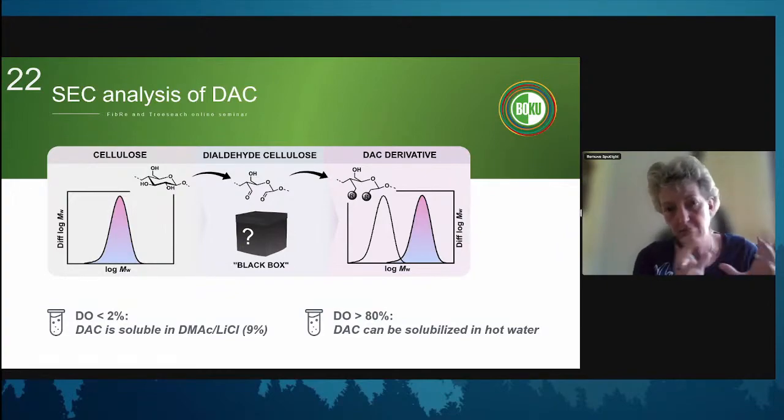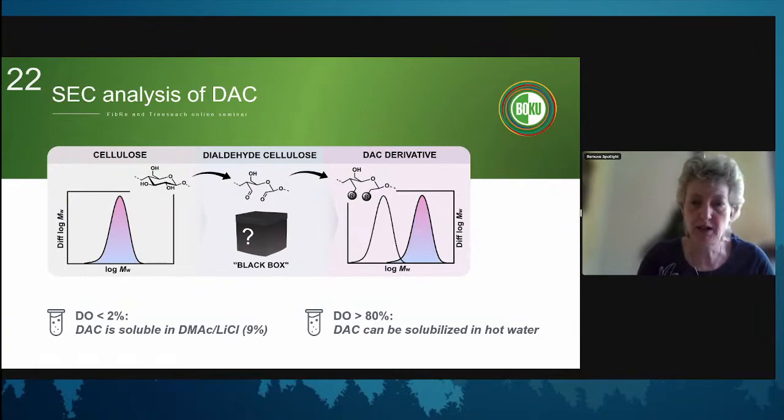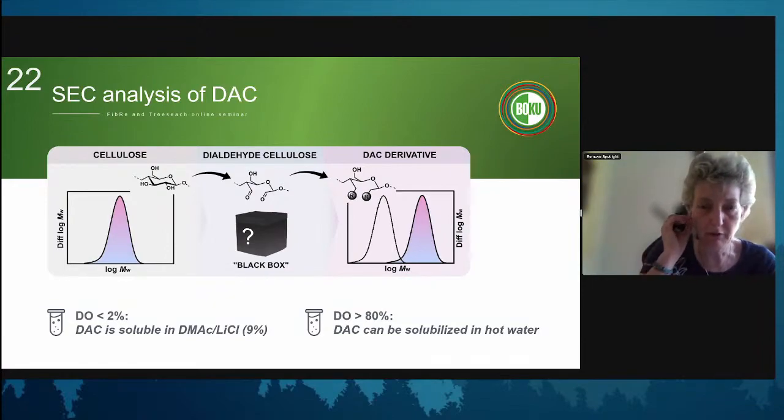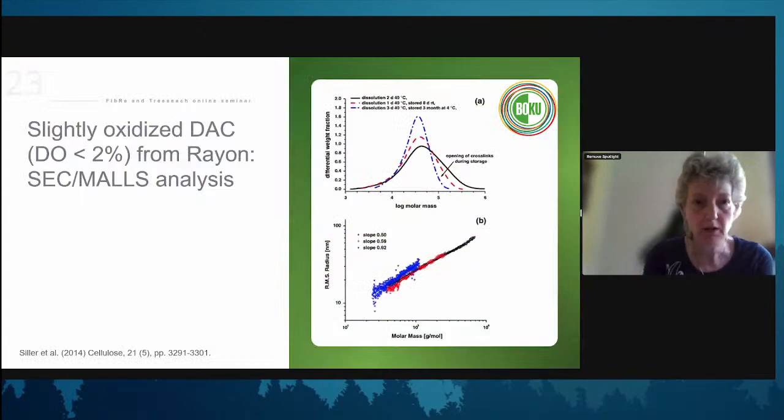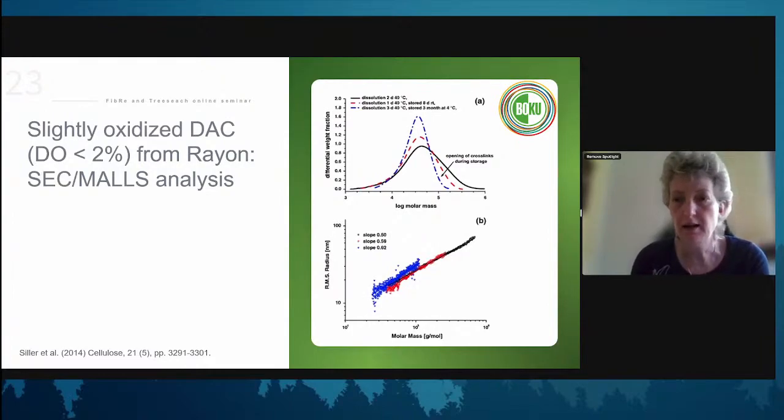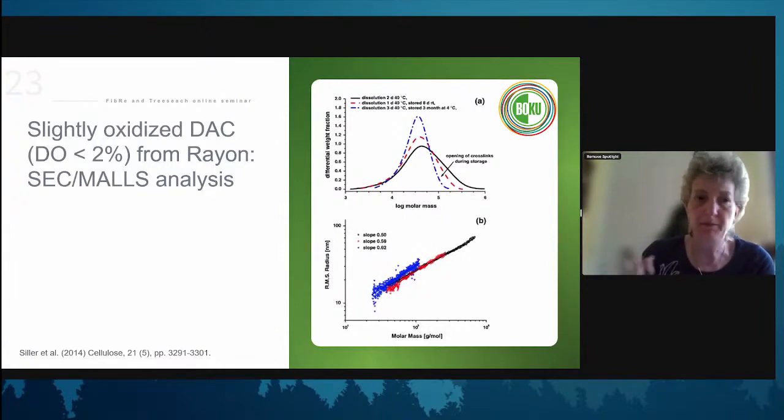So this dialdehyde cellulose above 2% and below 80%, where DAC then becomes water soluble, is still some sort of a black box. And this is what I will cover in the last part here. So again, slightly oxidized celluloses, and this also applies to cellulose II, like a rayon, are accessible with SEC-MALS in dimethylacetamide lithium chloride. Cellulose II may require that you add a little bit of DMSO in the activation step to increase the swelling, but we can measure it.